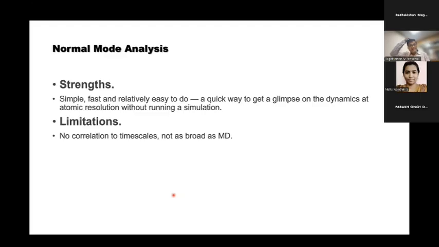Limitation: it is not bound by time scale. The slower amplitude movements and the fast amplitude movements are not bound by temperature. Okay, sorry, by time scale. And also by temperature, pH, and other physical chemical properties. So then you can apply it on many things.